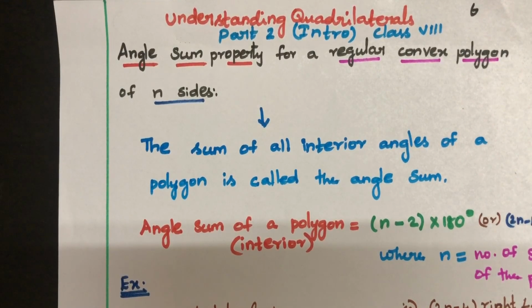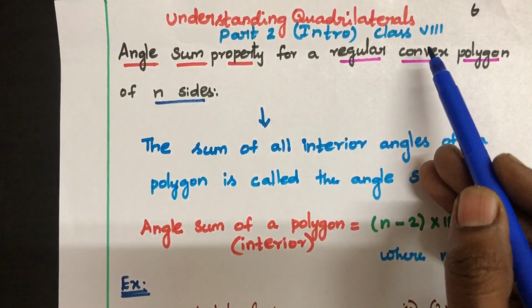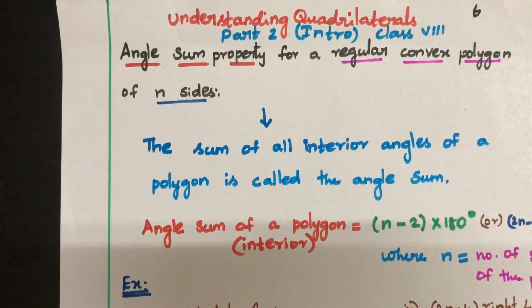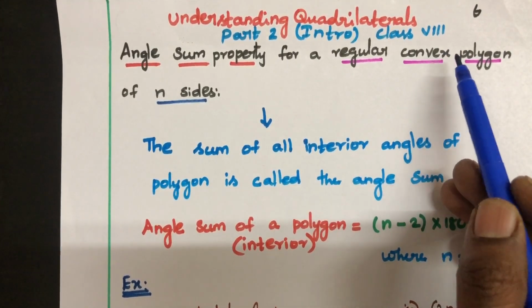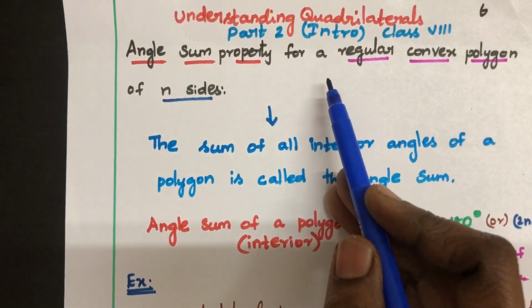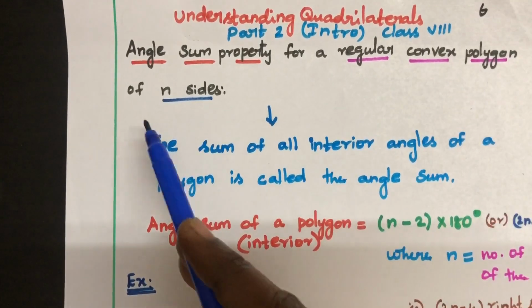Today we are going to learn Understanding Quadrilaterals Part 2 Introduction video for Class 8 NCERT book. Angle sum property for a regular convex polygon of n sides.